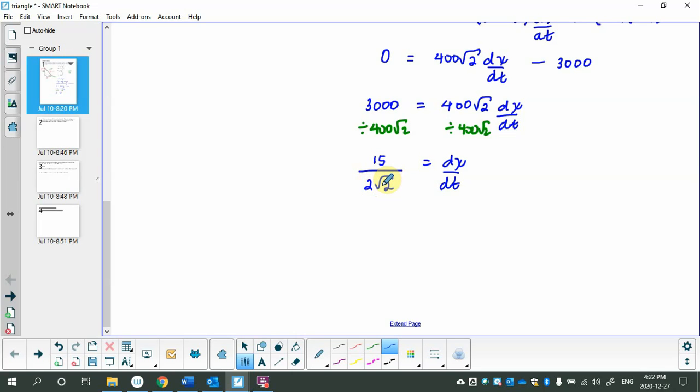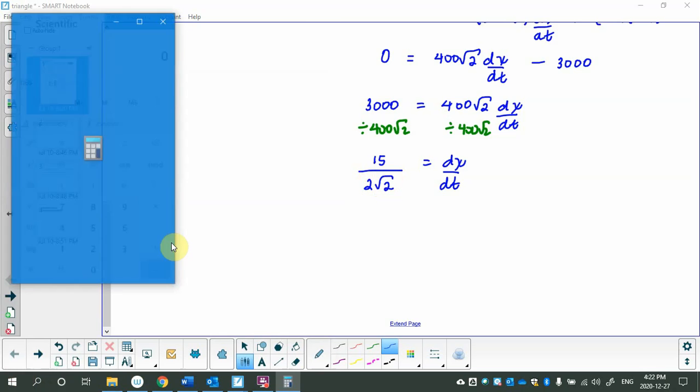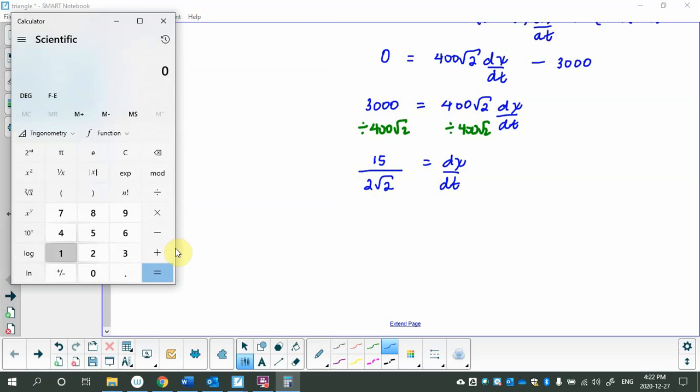Now, I can totally understand if you don't like 15 over 2 root 2, and you'd rather turn that into a decimal so that you're talking about normal everyday numbers. So 15 divided by bracket 2 times root 2 is 5.30.